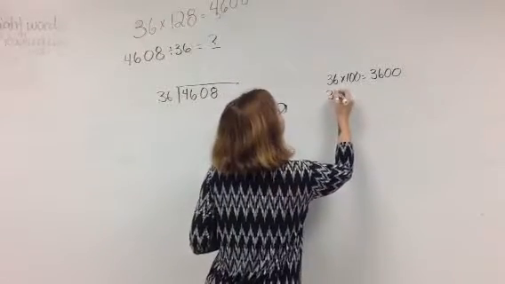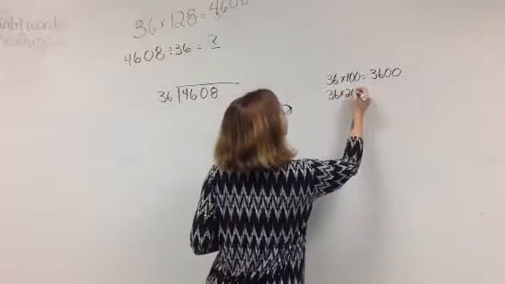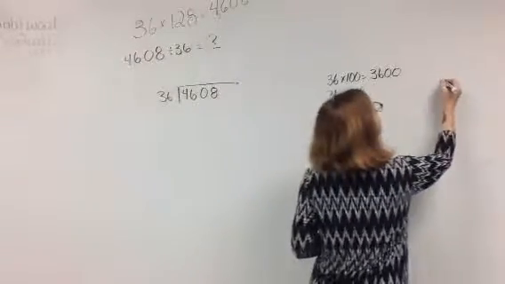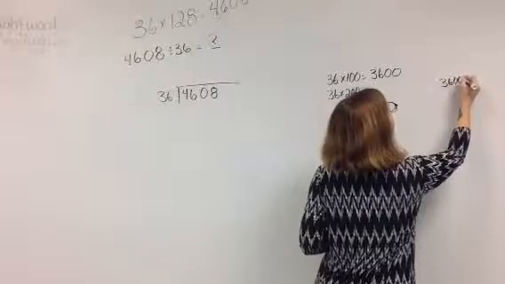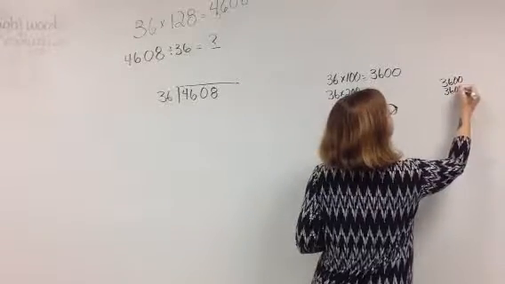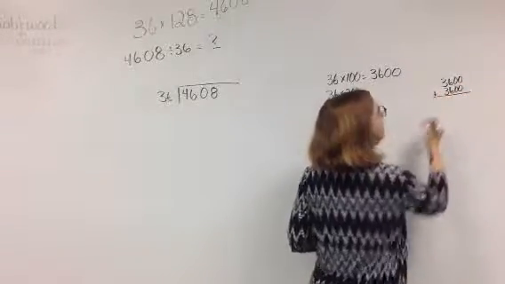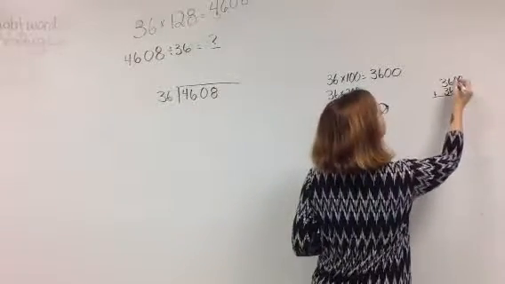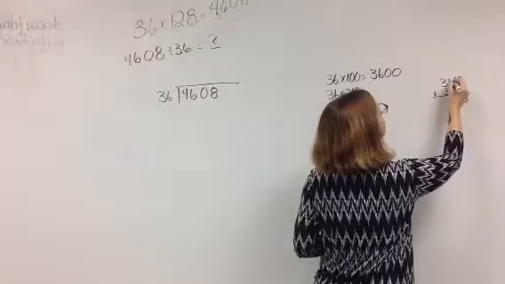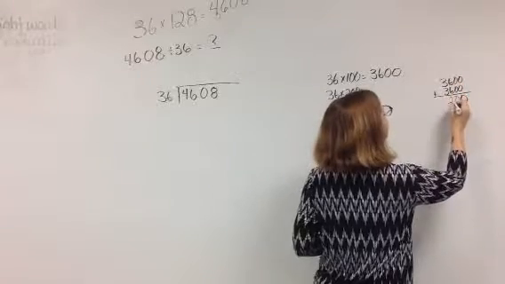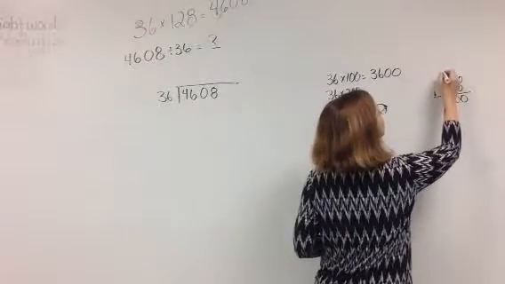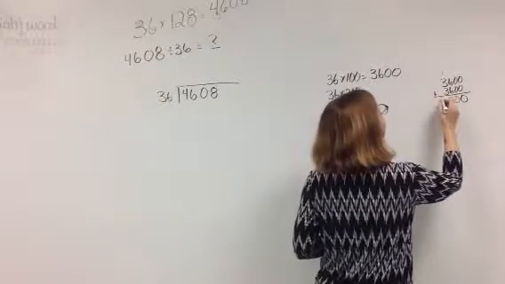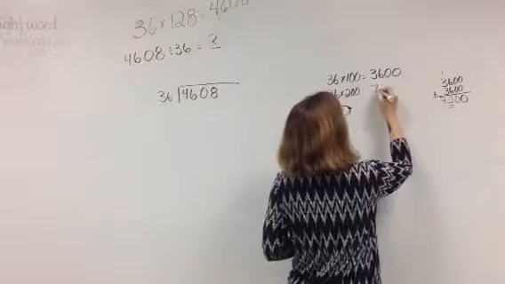Now I'm going to do 36 times 200. Well, I don't know what 36 times 200 is, so I'm just going to add 36 plus 36, because that's the same thing as multiplying it by 2. 0 plus 0 is 0, 0 plus 0 is 0, 6 plus 6 is 12. I put the number from the ones place here. I regroup the 1. 3 plus 3 is 6, plus 1 is 7. So 7,200.